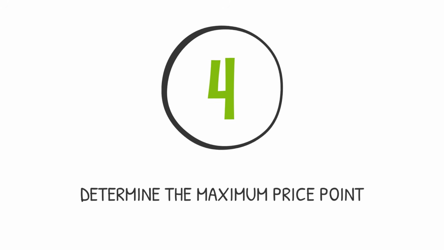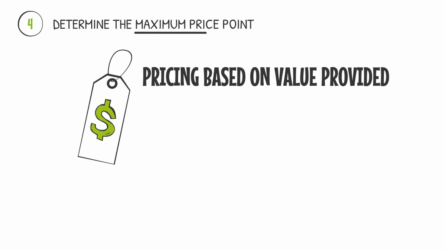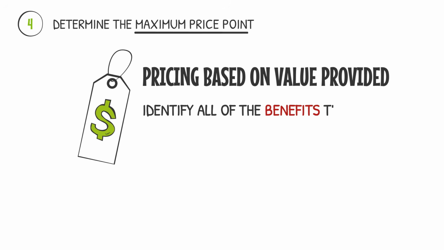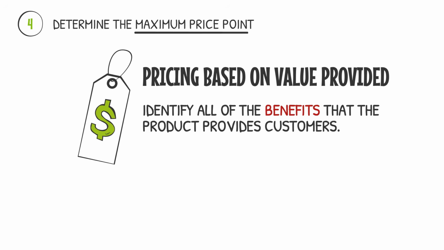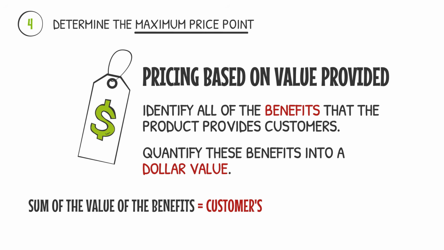Step 4. Determine the maximum price point. Next, use the pricing based on value provided strategy to determine what the maximum price point of your product should be. Identify all of the benefits that the product provides customers. Then quantify these benefits into a dollar value. The sum of the value of the benefits represents the customer's maximum willingness to pay.